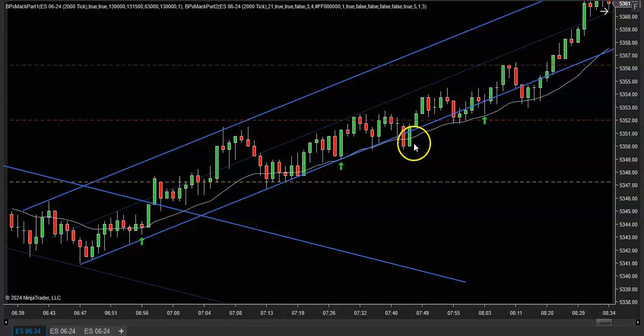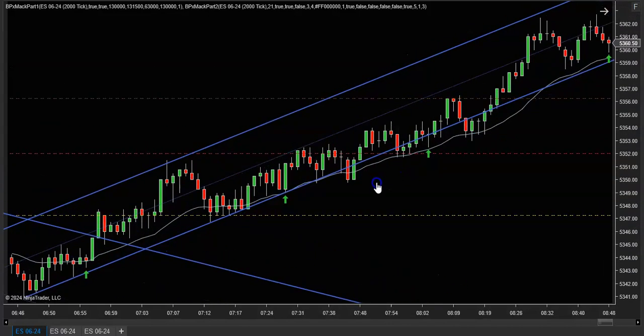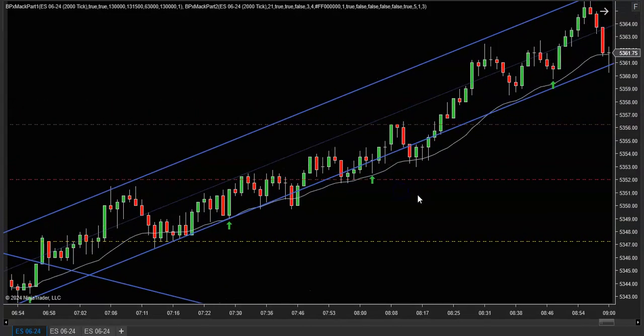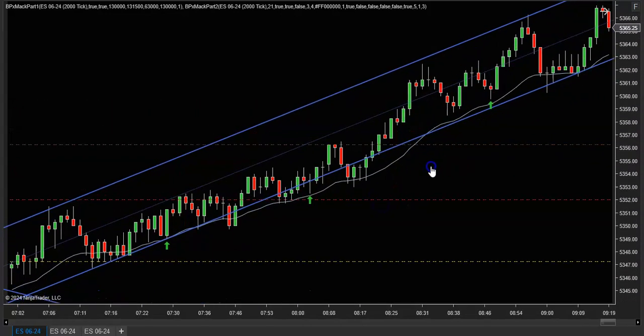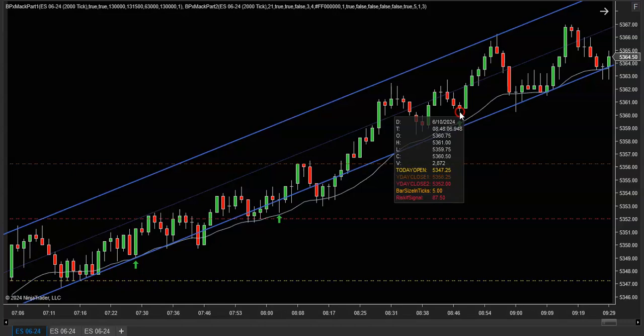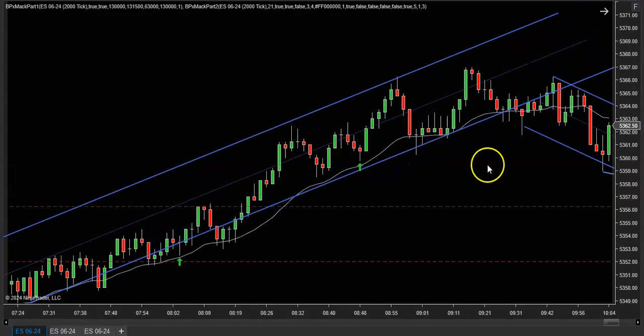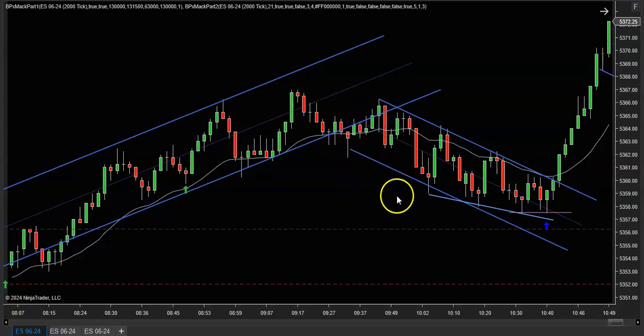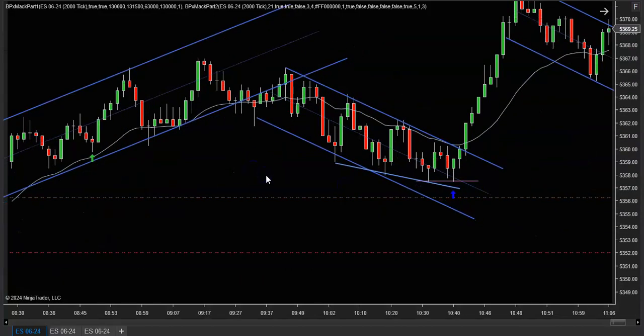You get a two-legged pullback here, but this is an inside bar. And then you get a second entry long here off the channel line. And then we keep going higher. Two-legged pullback here, so maybe you consider that. 5 ticks. And then we get a break, some sideways stuff, and we get some correction. And so here's a good example of a wedge bottom here.